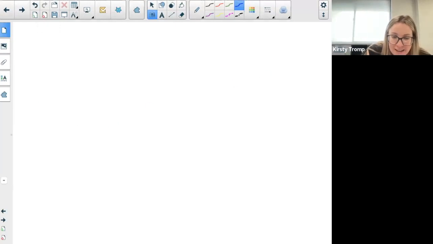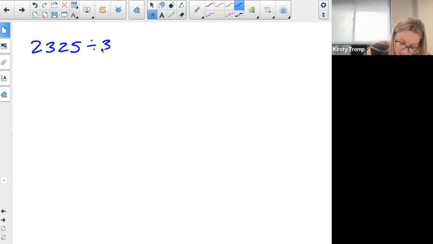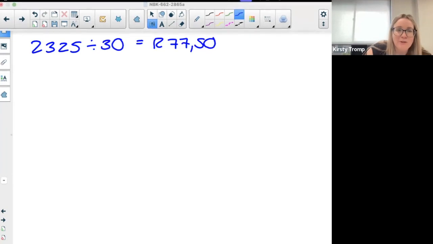So, when I added up all these numbers, I got 2,325. And I needed to divide that by the total number of students, which was 30. And that gave me an average of 77 Rand 50.